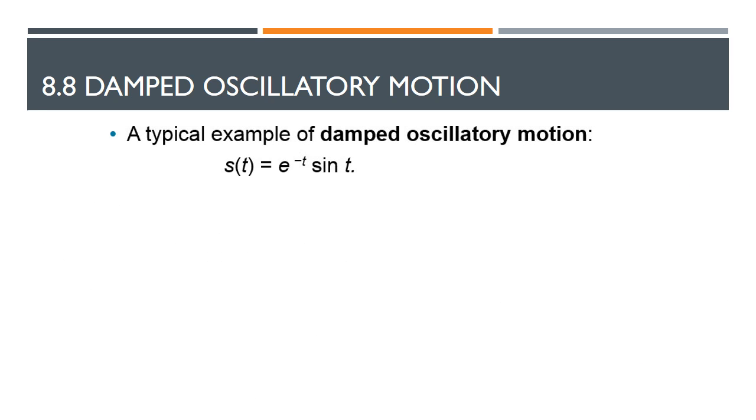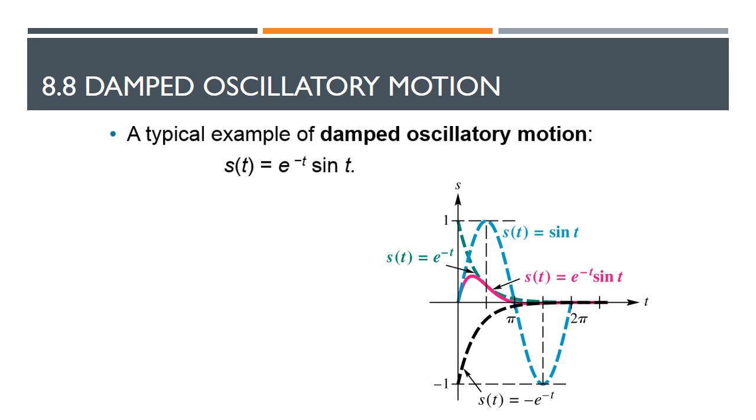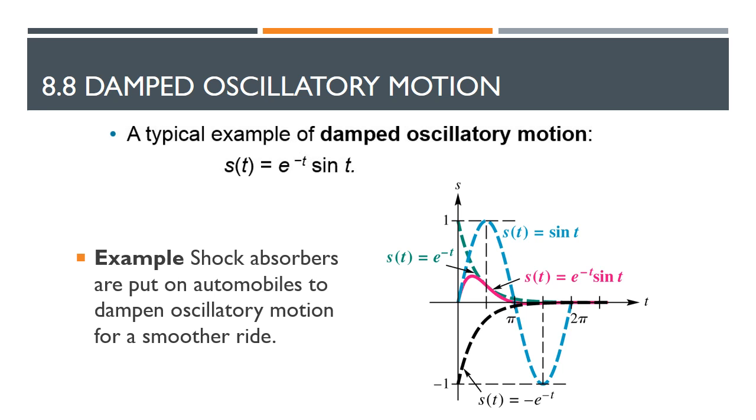A typical example is the one we just saw, e to the negative t sine t. And here's a little bit bigger picture of it. You can see the normal sine curve in blue, and then you have the e to the negative t above and below it, the positive and the negative, and you see the effect that it has on the sine curve. The curve can only go up and down so long, and then it gets kind of sandwiched in between. An example of damped oscillation would be shock absorbers that are put on automobiles to dampen the oscillatory motion and give you a smoother ride.